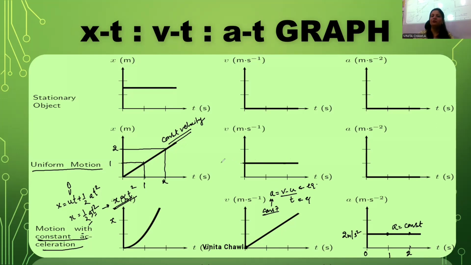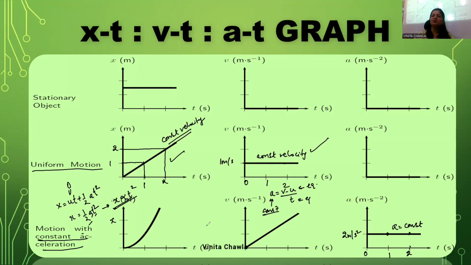Yes, if the velocity of the object is 1 meter per second every time. So at 0 it is 1, at 1 second it is 1, at 2 seconds it is 1. It is same every time. It is moving with constant velocity. Every time, see here also we are getting constant velocity. So for constant velocity, we have two different graphs. XT graph is drawn like this, VT graph is drawn like this.